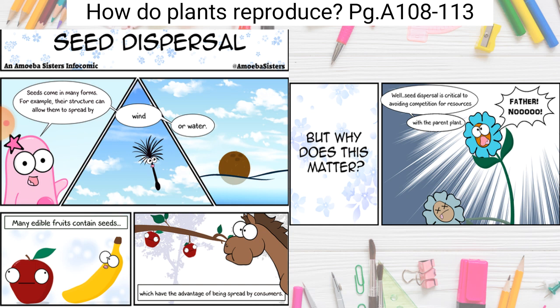But why does this matter? Why is seed dispersal important? Well, seed dispersal is critical to avoid competition for resources with the parent plant. If a new plant is born next to the mother or father plant, it will absorb the nutrients from the mother plant, or vice versa. The mother plant will absorb them or not allow the new plant to grow.